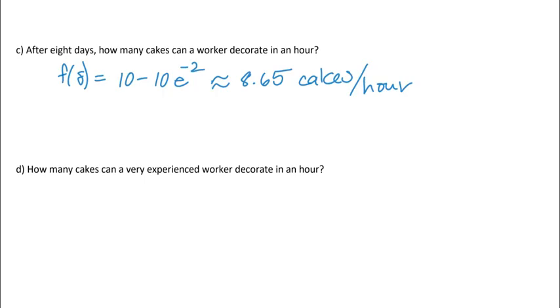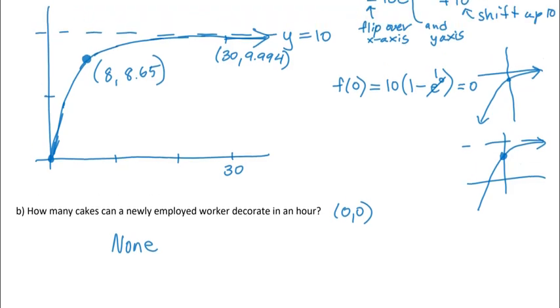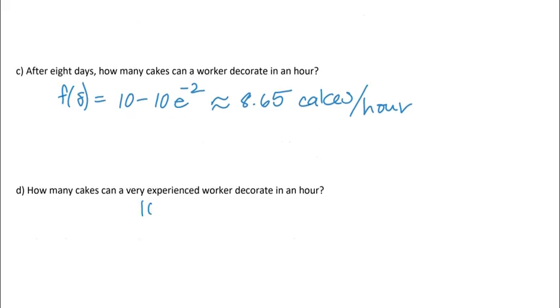And then last question, how many cakes can a very experienced worker decorate in an hour? So this is basically asking the horizontal asymptote question. As more and more time passes, what's happening to their rate? And the answer is it's getting infinitely close to 10, and for almost any real-world situation, infinitely close is close enough to say equal to. So I would say a very, very experienced worker can decorate 10 cakes per hour. That is the maximum that we're going to hit.